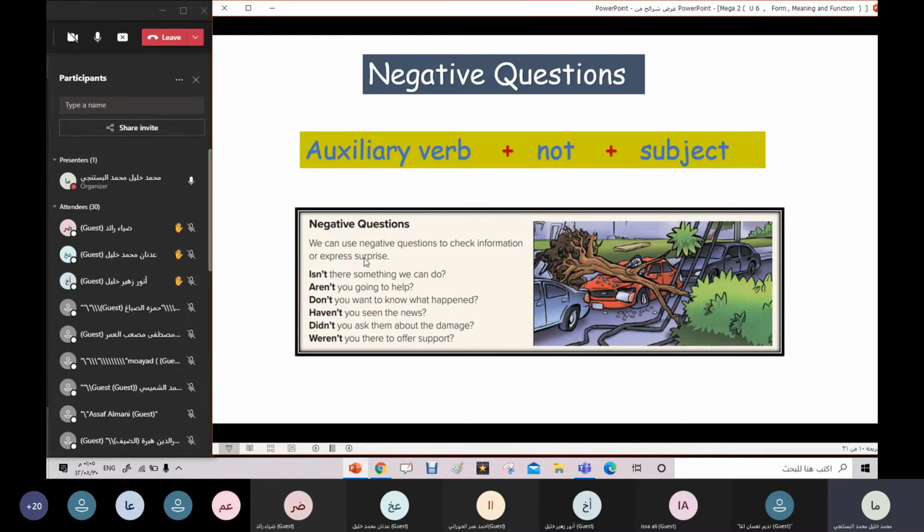Look at the examples. Who can read them quickly? We can use negative questions to check information or express surprise. Adnan, read the examples. Isn't there something we can do? Aren't you going to help? Don't you want to know what happened? Haven't you seen the news? Didn't you ask them about the damage? Weren't you there to offer support? Good.